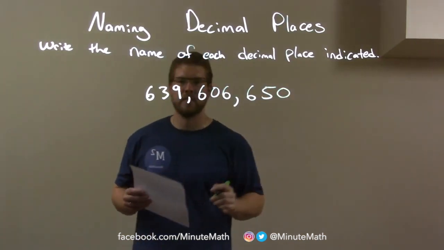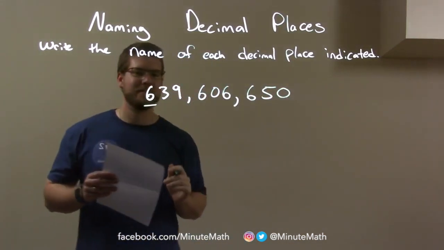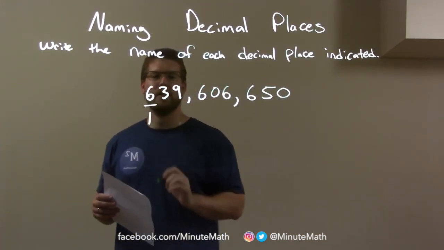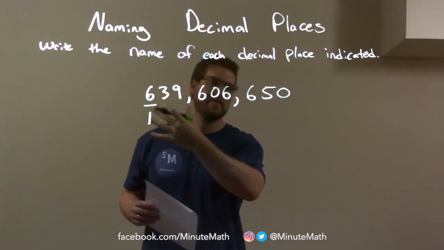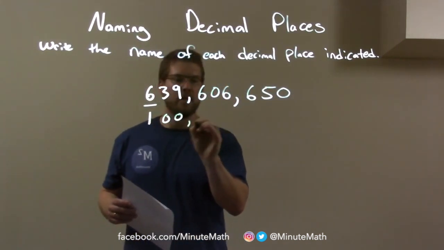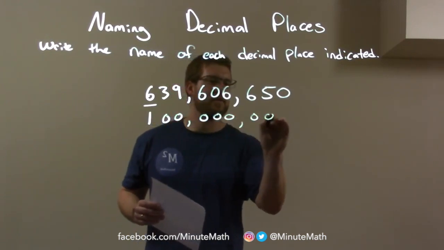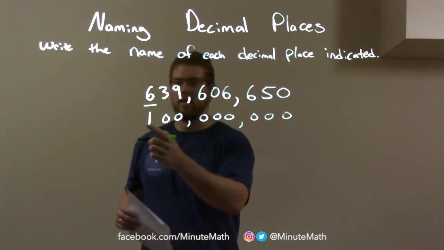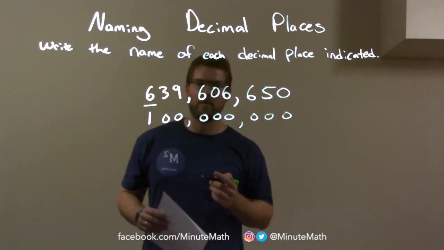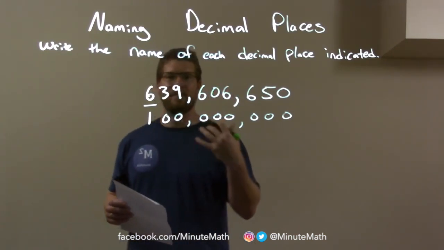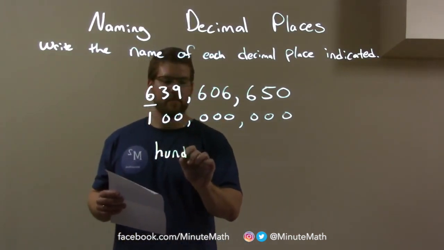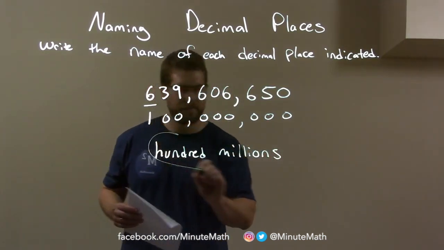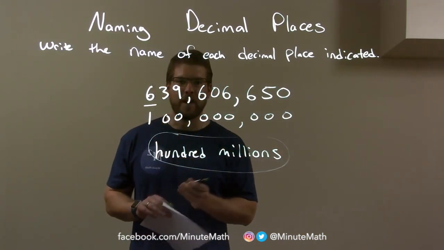639,606,650. I need to find this first 6. Same technique I always do. I put a 1 underneath the 6, the number indicated, and zeros the rest of the way, 0, 0, 0, 0, 0, 0, 0, 0. So that number is 100 million. So that placement here is the 100 millions place. And there is our final answer.